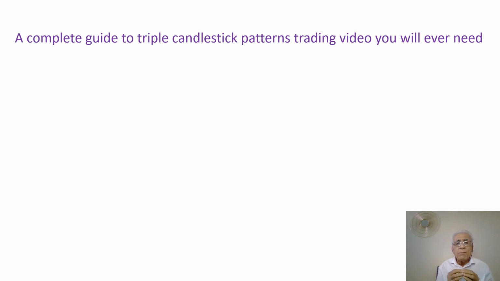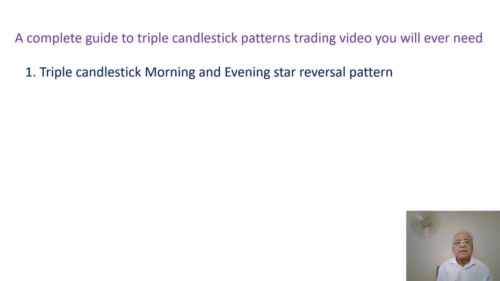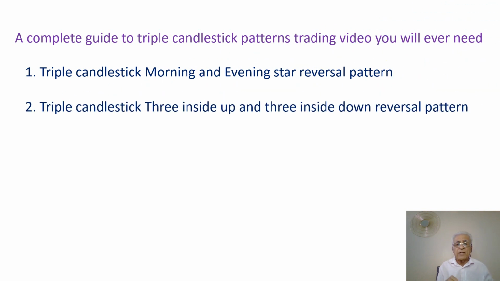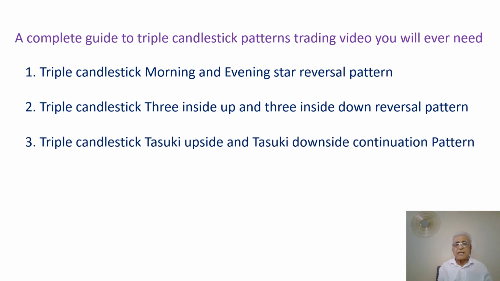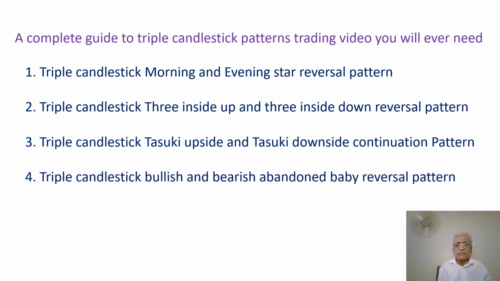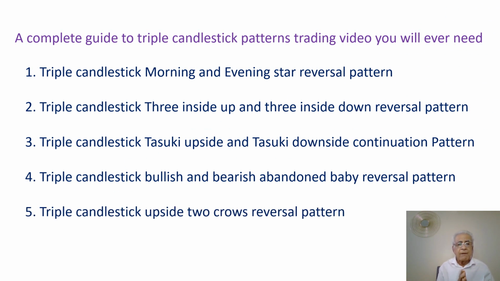Since there are so many triple candlestick patterns and formations out there, to explain all of them is beyond the scope of this video, but the most common triple candlestick patterns used among traders are triple candlestick morning and evening star reversal pattern, triple candlestick 3 inside up and 3 inside down reversal pattern, triple candlestick Tasuki upside and Tasuki downside continuation pattern, triple candlestick bullish and bearish abandoned baby reversal pattern, and finally the last one is triple candlestick upside gap two crows reversal pattern.